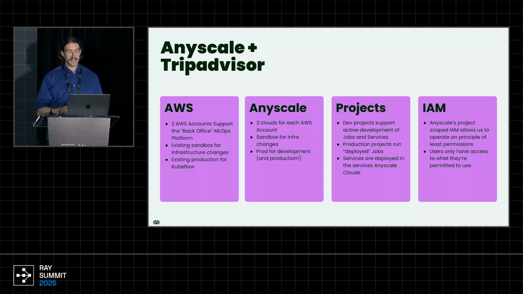Dev supports the active development of our jobs and services, and then the production projects in the back office accounts run the deployed jobs. Services are then deployed in the services Anyscale clouds through a CI/CD process, as we need to support live traffic on those accounts. We also utilize Anyscale's project-scoped IAM roles, which allows us to operate on the principle of least permissions in AWS. We deal with a lot of personally identifiable information, so this means we can scope our projects to the people who are allowed access to that.